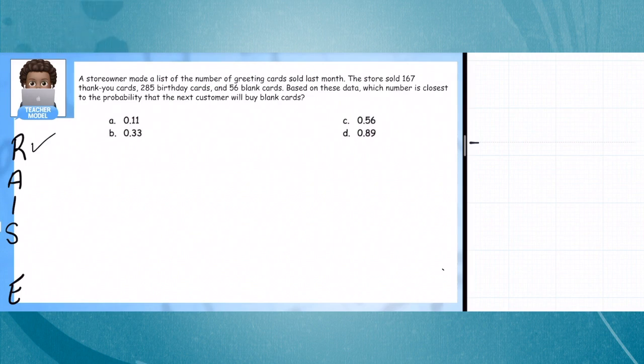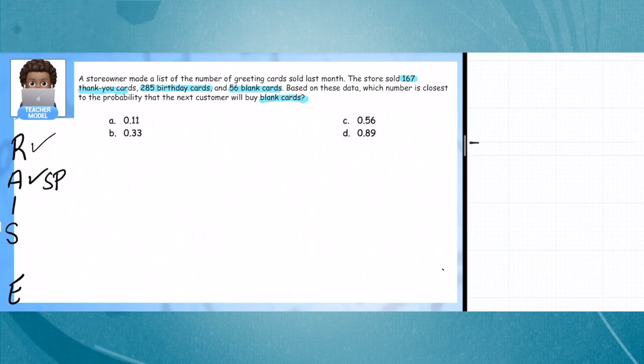Let's read through our second problem. A store owner made a list of the number of greeting cards he sold last month. The store sold 167 thank you cards, 285 birthday cards, and 56 blank cards. Based on the data, which number is closest to the probability that the next customer will buy a blank card? Right, this is absolutely a probability problem.